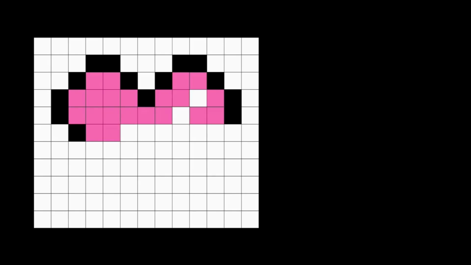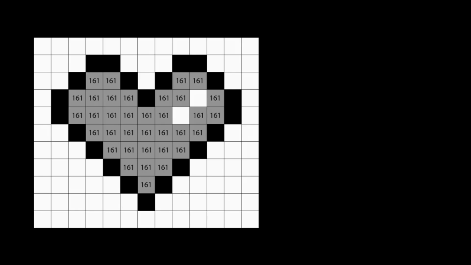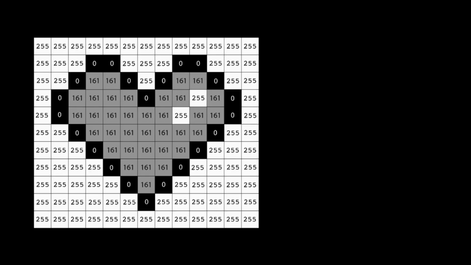Digital images are made up of thousands of tiny squares called pixels, which together form the image, kind of like a mosaic. In grayscale images, each pixel is represented by an integer from 0 to 255. 0 is the least brightness, or black, and 255 is the most brightness, or white.